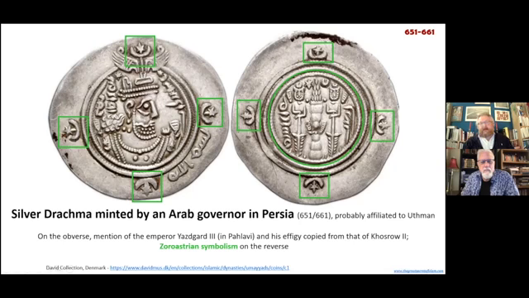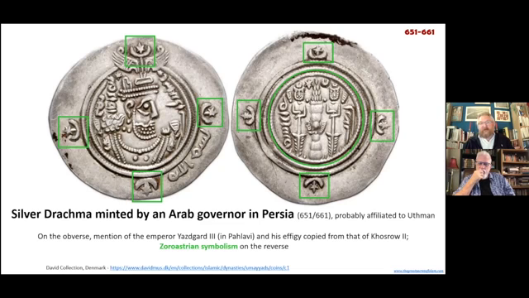It is the same. It is a copy of the figure of Khosrow II. But here we have some Pahlavi Persian inscription telling us that he is Yazdegerd III. This is supposed to be an Islamic coin, according to the standard Islamic narrative, because it has been minted in a supposedly Islam-ruled region in Persia. But it is exactly the same as with the Byzantine, the Levant coins.